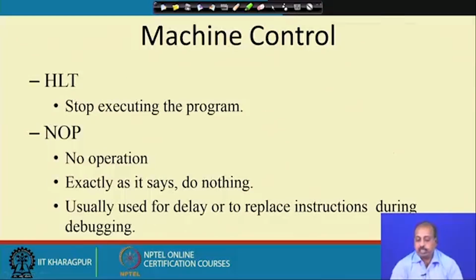Machine control instructions. We have got the halt instruction to stop executing the program. This is a special instruction; when this halt is executed, then the whole operation of the system will come to a stall. No more operation will be done by the processor to get the next instruction and all. The only thing is that you can send an interrupt to the processor to take it out of this halted situation.